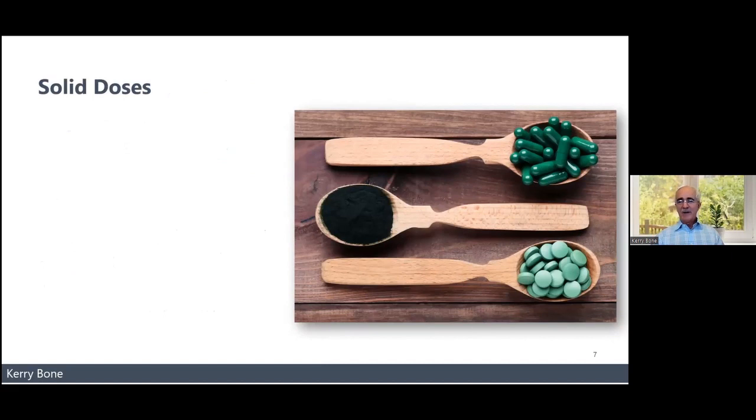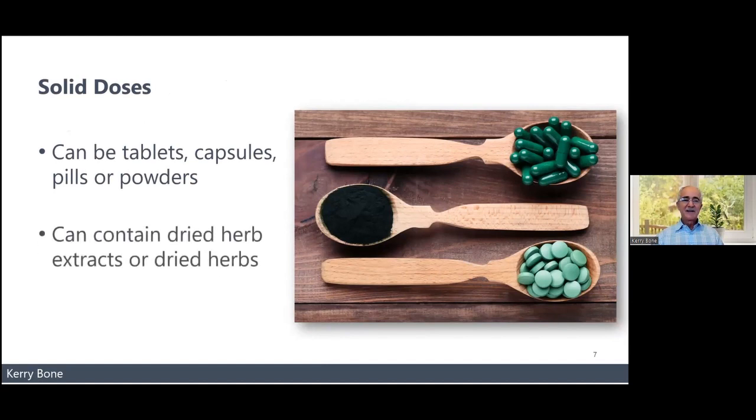So now for the final part of this brief presentation, I'd like to talk about solid doses. As mentioned, they can be tablets, capsules, pills, or powders. Now, what's in them in terms of the herbal active can either be just the dried herb powdered up very, very finely, or an extract of the dried herb. It also can be an extract of the fresh herb, but typically an extract of the dried herb.